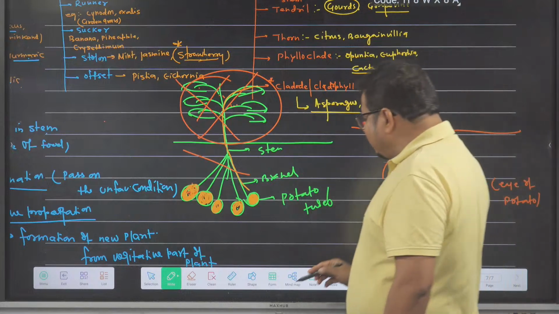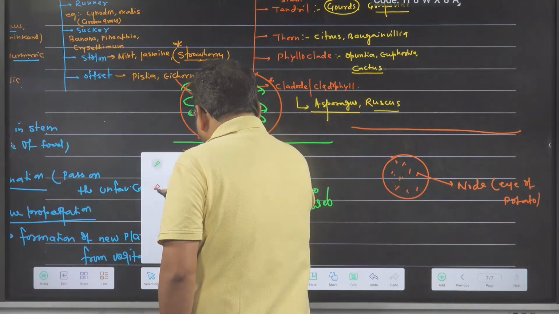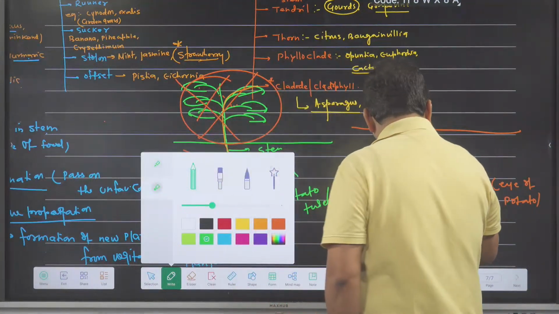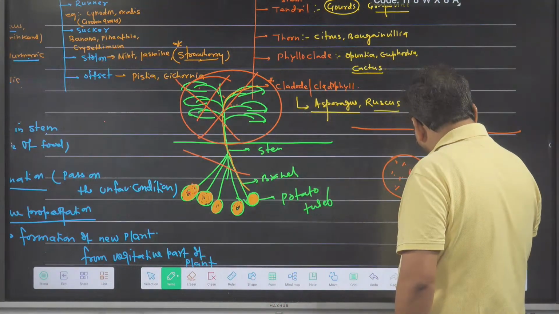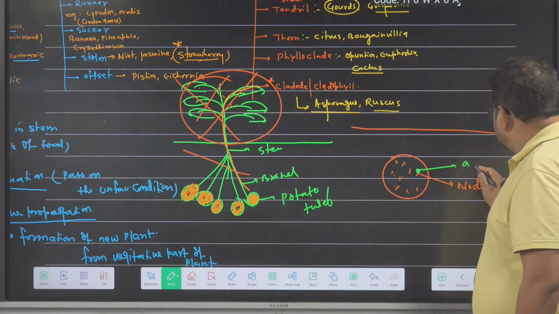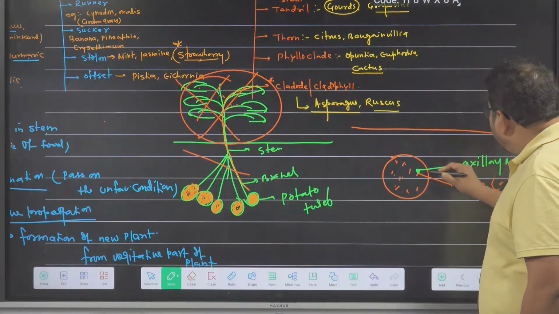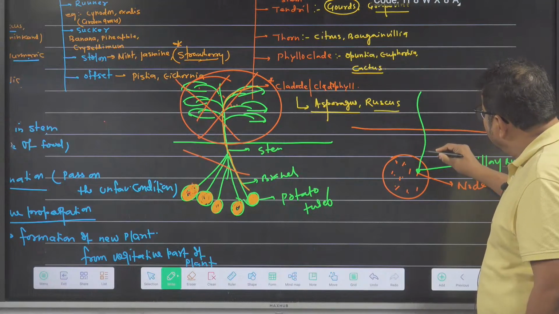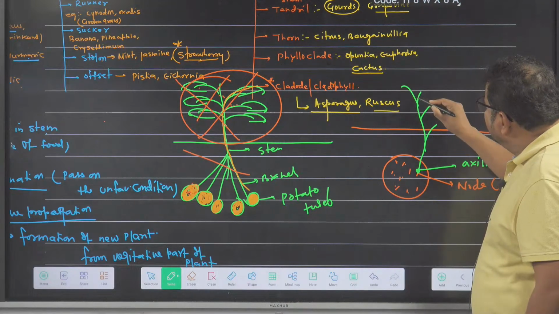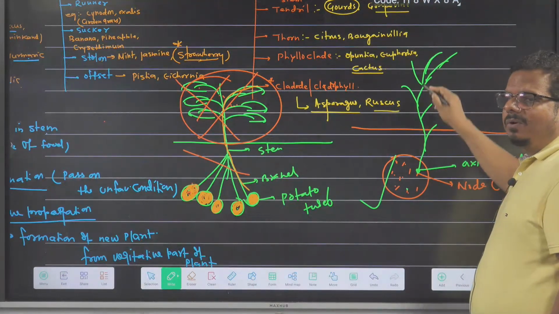Now favorable condition came. As favorable condition came, what happened? From the node, what will sprout? Axillary buds will sprout. And these axillary buds give which one? New branches. And from branches leaves will come. Once again they survive.